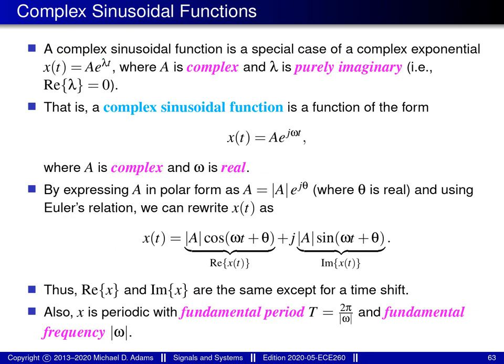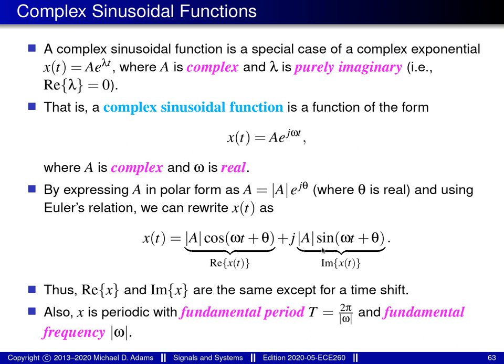The second case of complex exponentials that I'd like to consider is what are known as complex sinusoidal functions. So a complex sinusoidal function is a complex exponential, in other words a function of this form, where the constant a is complex and the constant lambda is purely imaginary. In other words, a complex sinusoidal function is a function that has this general form, where a is complex and omega is real. Now by expressing the constant a in polar form, in other words writing it this way, and using Euler's relation, we can always rewrite a complex sinusoidal function so that it has the form that's shown here, where we can write the real part and the imaginary part separately from one another.